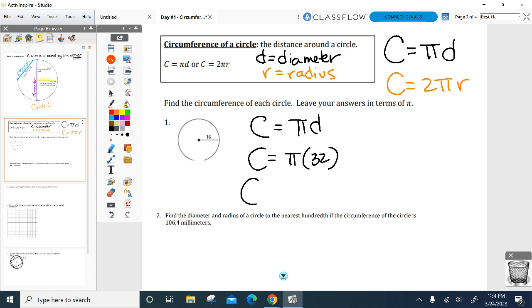You could leave it like this, but do you say x4 or 4x? You say 4x, right? So why don't we say 32 pi? All right. That is in terms of pi right here. Leave the pi in your answer. No need to go to your calculator. All right, so rest of the class today, different ways I can use circumference.